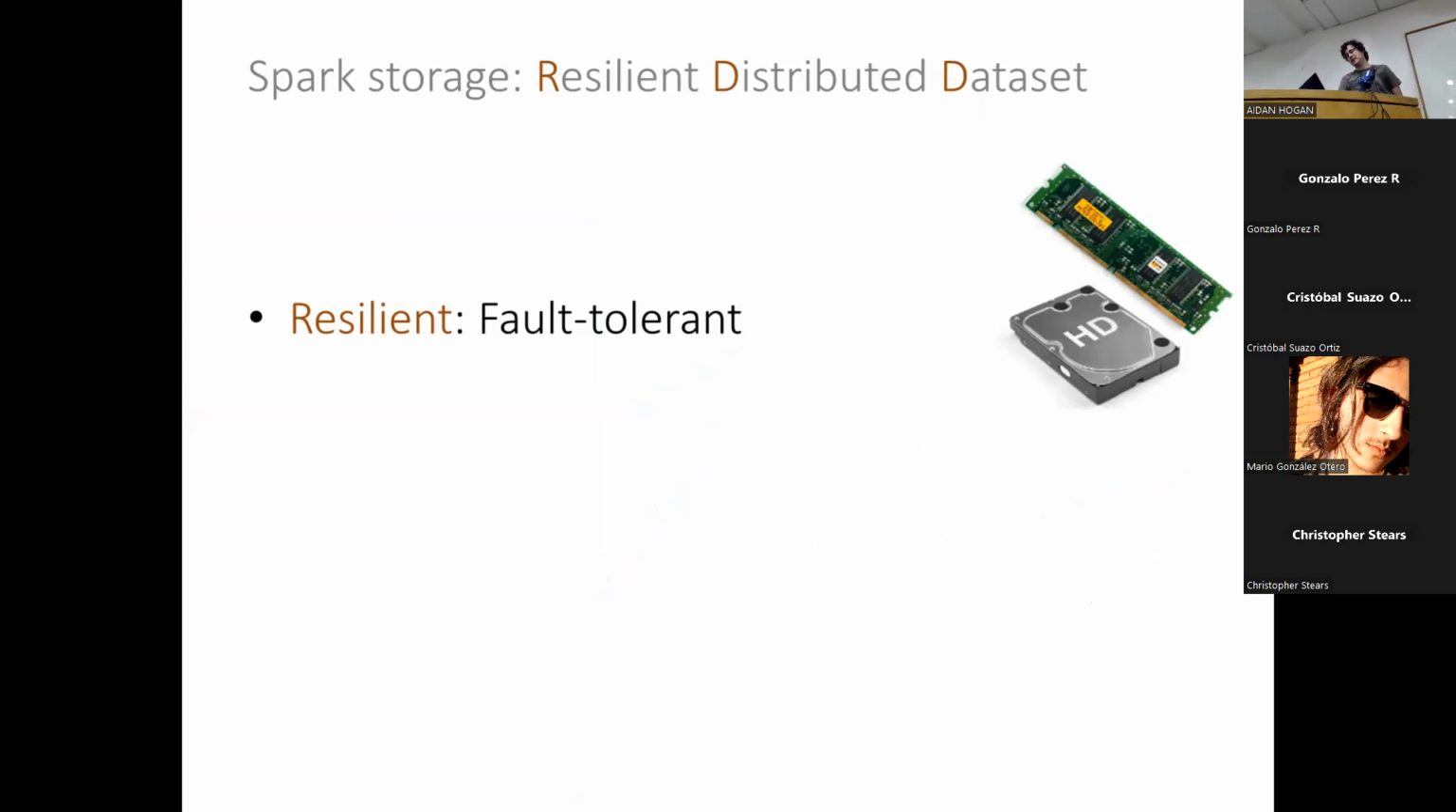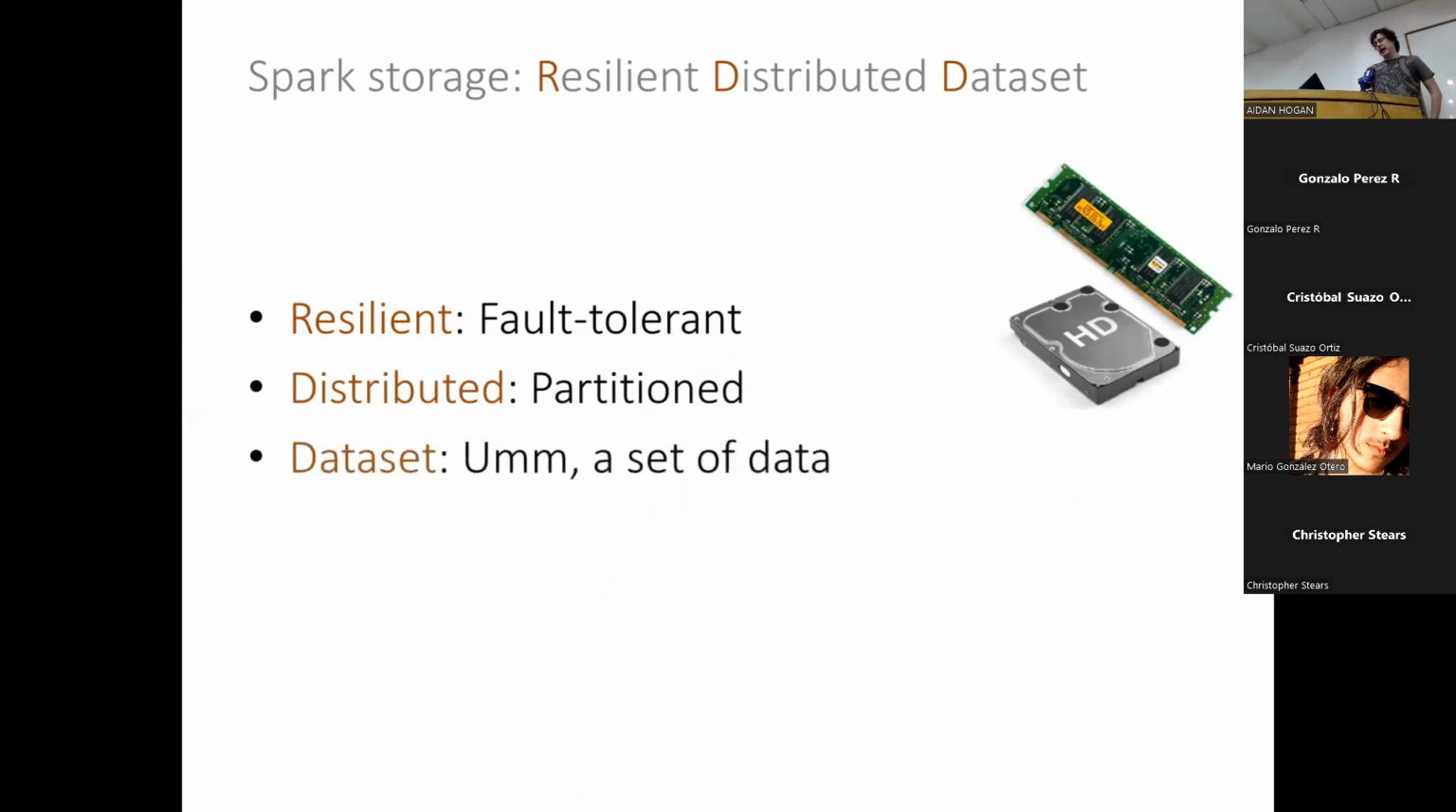So resilient, what does resilient mean? Fault tolerant. Distributed means it's partitioned over multiple machines, and data set means a set of data.